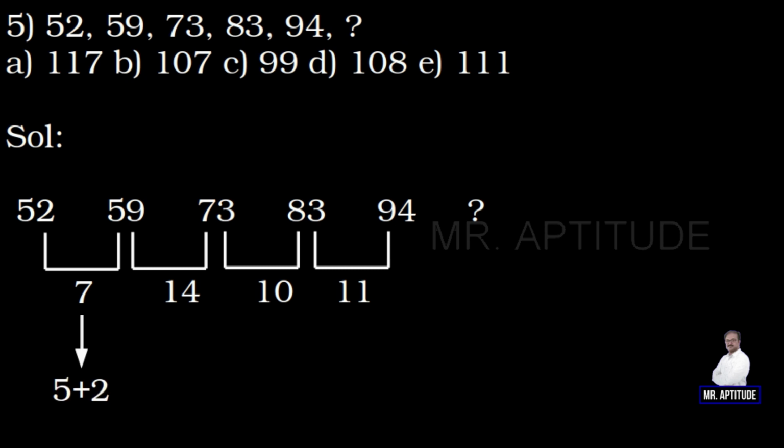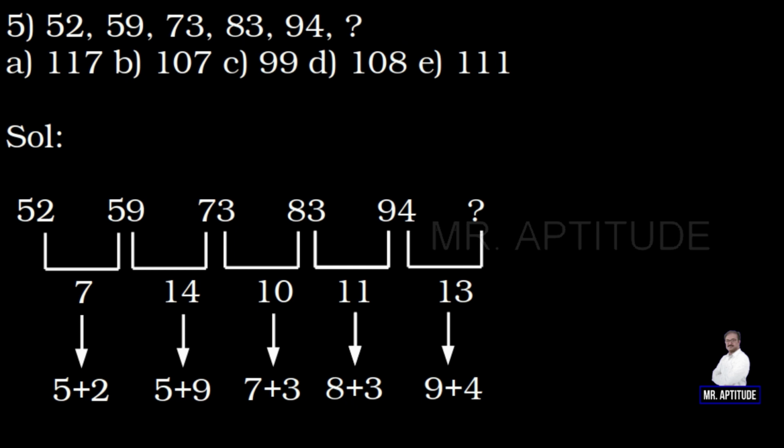If you observe these numbers, 7 is nothing but 5 plus 2. In the number 52, you are given 2 digits, 5 and 2. Sum of those two gives you 7. 59: 5 plus 9 is 14. Digits of the number 73: 7 plus 3 is 10. 8 plus 3 is 11. 9 plus 4 is 13. So 94 plus 13, which gives you 107. It's B.